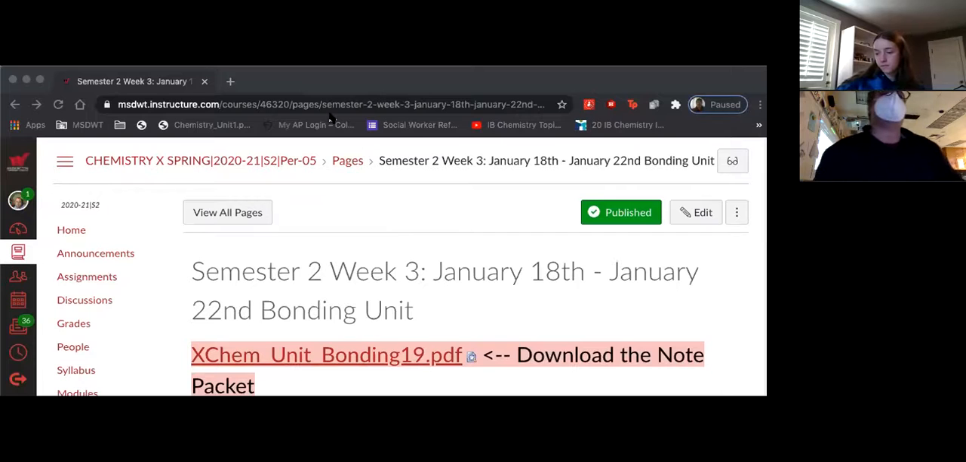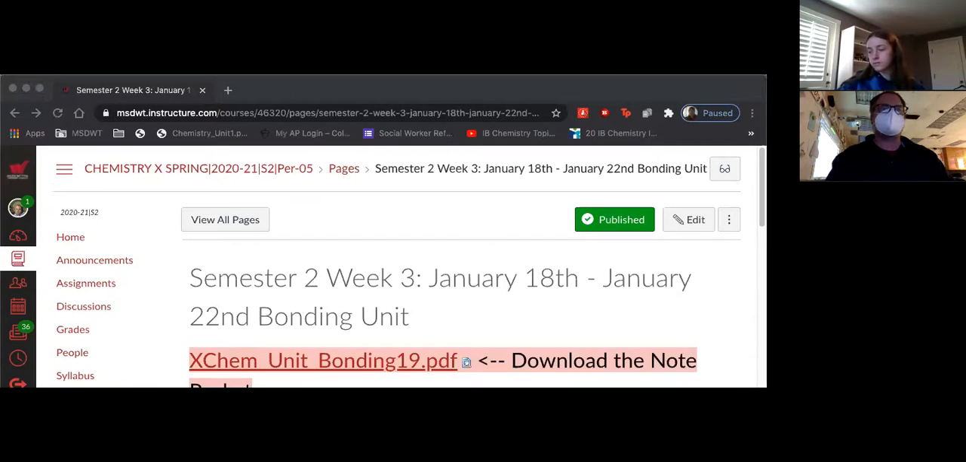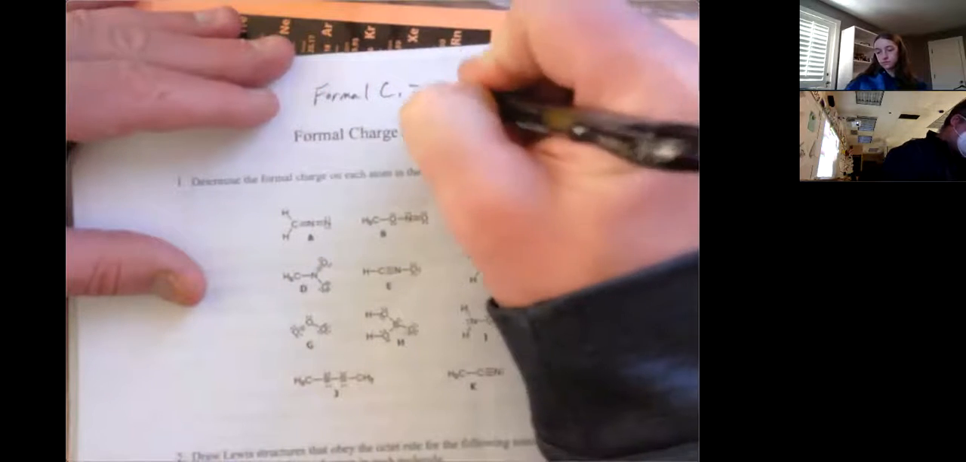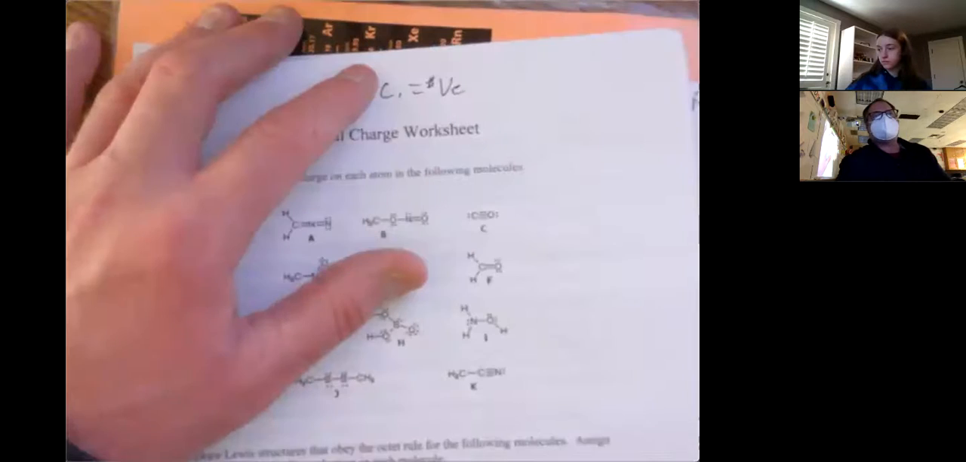Cool. Let's go ahead and take a look at formal charge. Formal charge is one of those things, for some reason, that seems more difficult for students. So hopefully that won't be the case for you. So in order to calculate formal charge, we take the number of valence electrons for a particular atom.